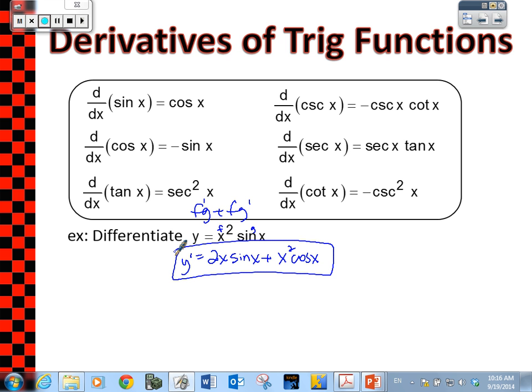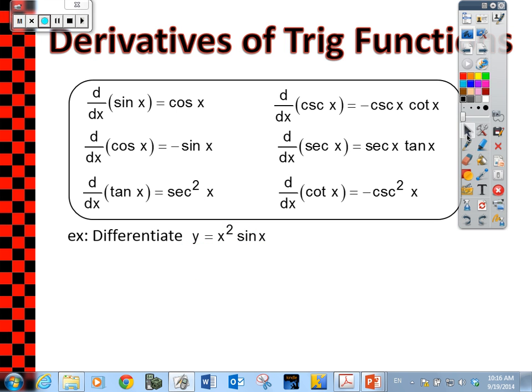Okay, so that's our first combination derivative. We use product rule and trig derivative rules and power rule. Three rules. Are we all right? All right, let's go to our next slide. Just a couple more examples.